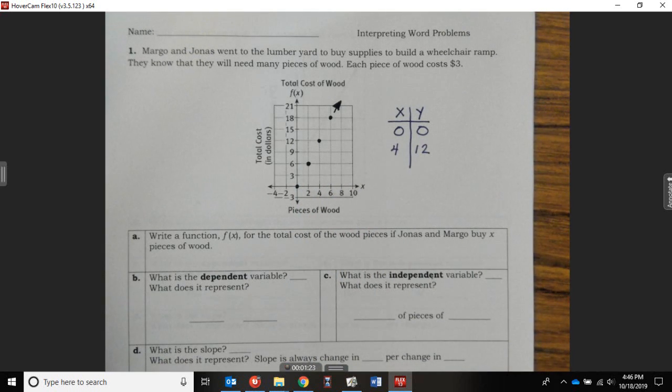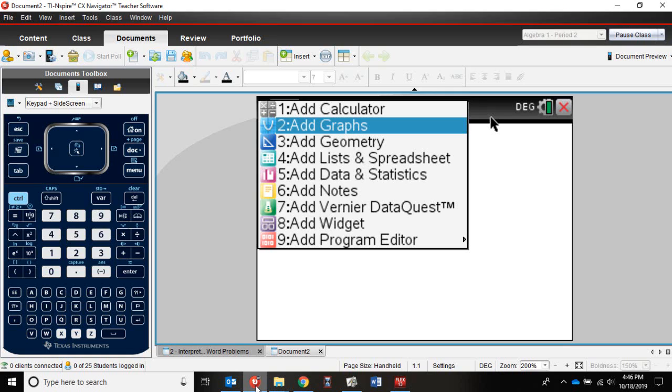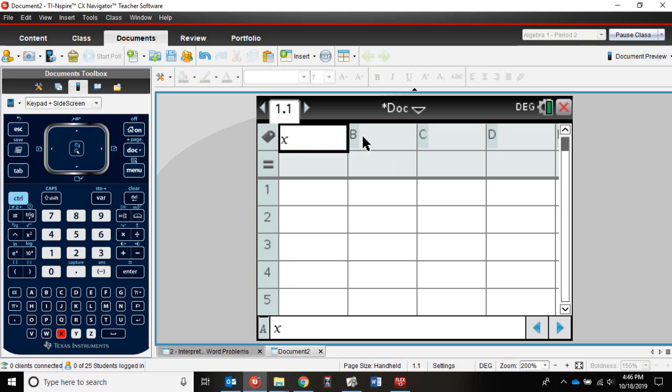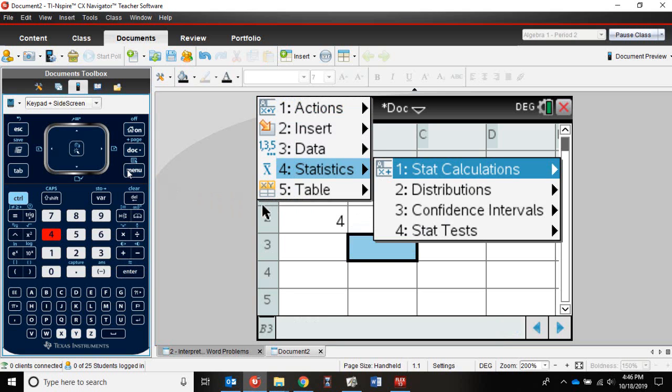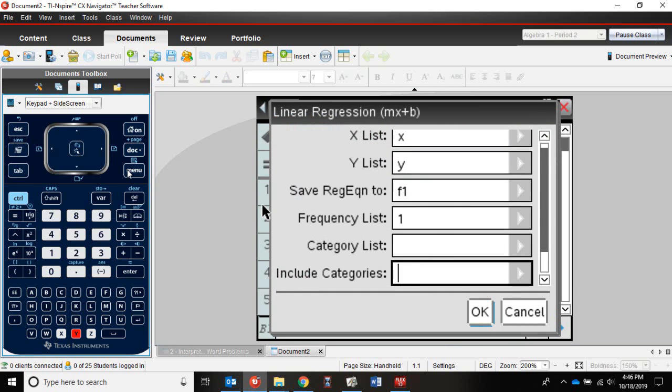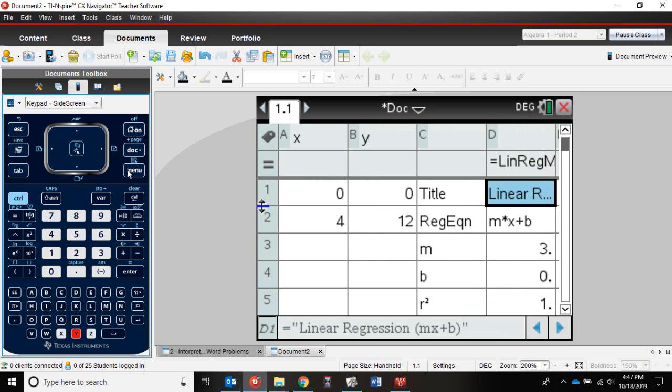I want you to go to your calculator and we're going to do list and spreadsheet. We're going to put X at the top and Y at the top, and type in our points. So 0, 0 and 4, 12. Now we're going to press menu 4, 1, 3. Change X to X and Y to Y. You can just watch at this point. It tells us that my slope is 3 and my y-intercept is 0.